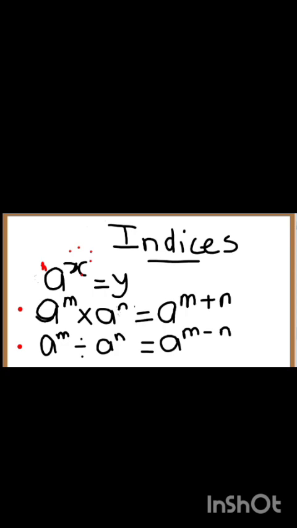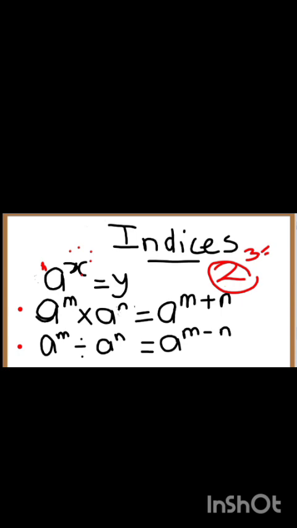So if you have a number of this form, for example 2 raised to the power 3, it is in index form. This 2 is the base and this 3 is the power or index or exponent.